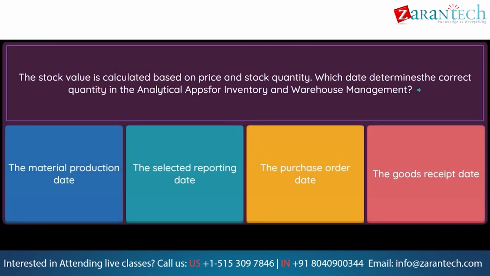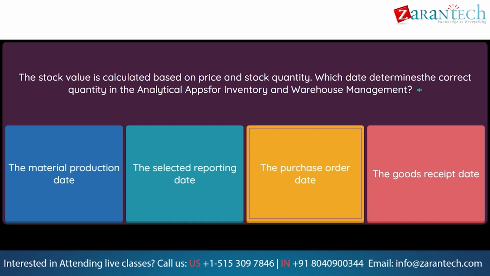Question: the stock value is calculated based on price and stock quantity. Which date determines the correct quantity in the analytical apps for inventory and warehouse management? Option 1, the material production date. Option 2, the selected reporting date. Option 3, the purchase order date. Option 4, the goods receipt date.